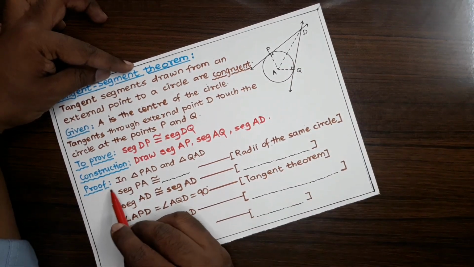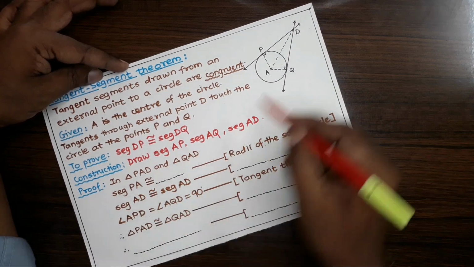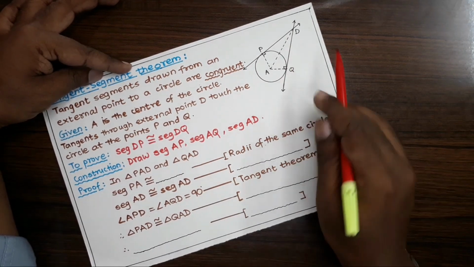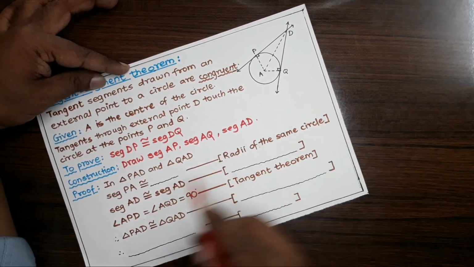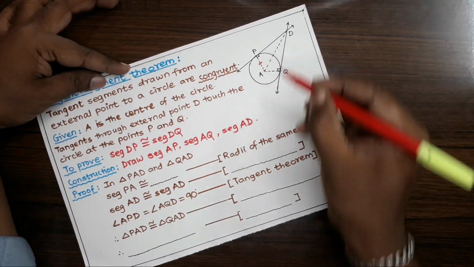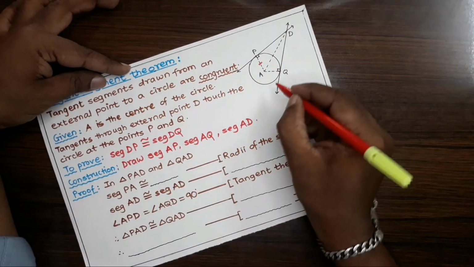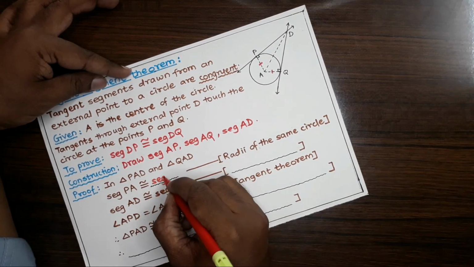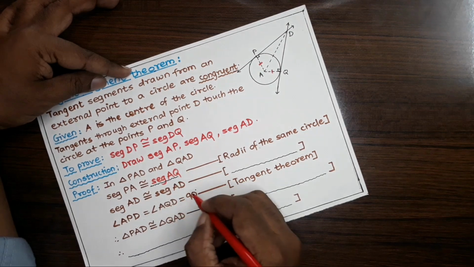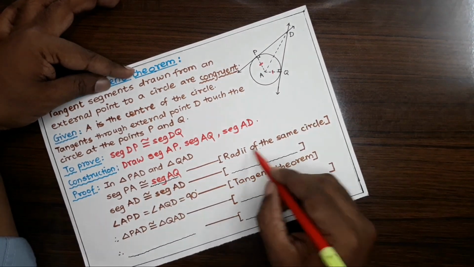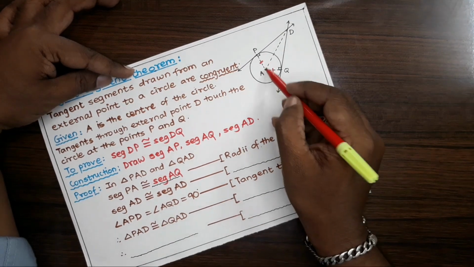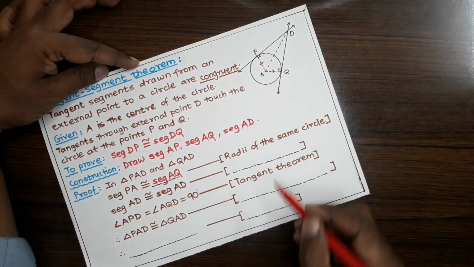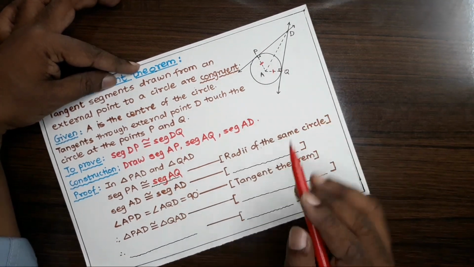Now see. Proof. In triangle PAD and triangle QAD, segment PA is congruent with which segment? Yes, that is segment AQ. Segment PA is congruent with segment AQ, or you can say QA, because radii of the same circle. This is radius and this is also radius, as the points P and Q are on the circle and A is the center. So these two sides are congruent.